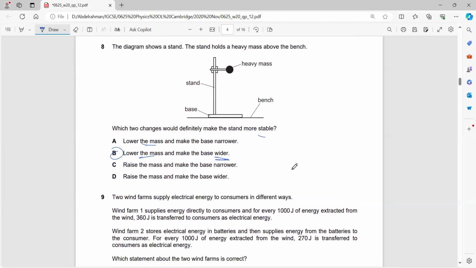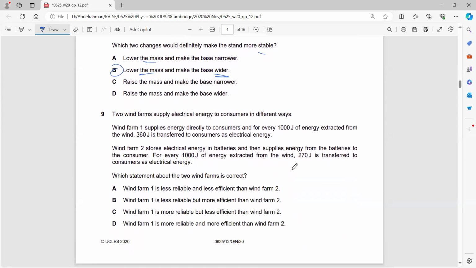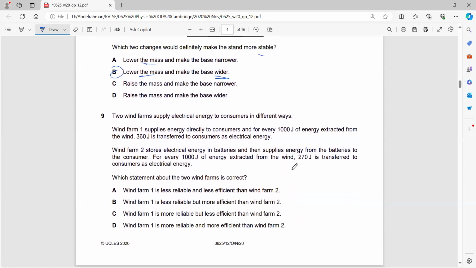Okay, good. Two wind farms supply electrical energy to consumers in different ways. Wind farm one supplies energy directly. For every 1000 joules of energy extracted, 360 joules is transferred to consumers.